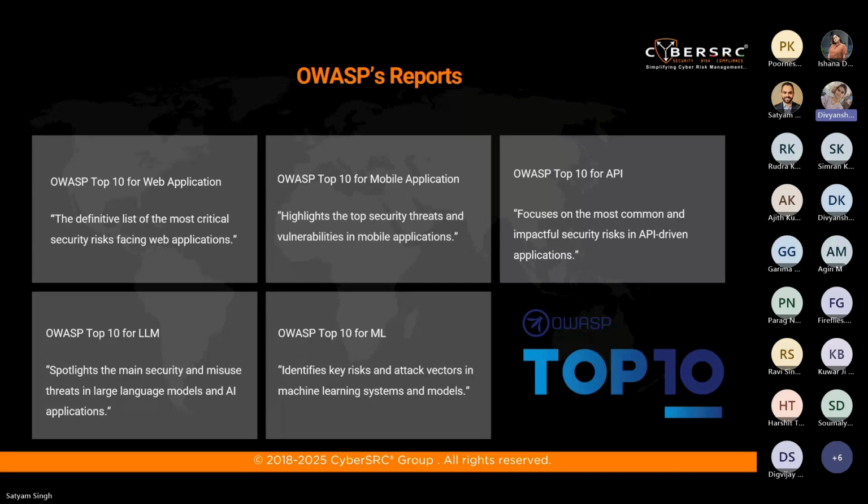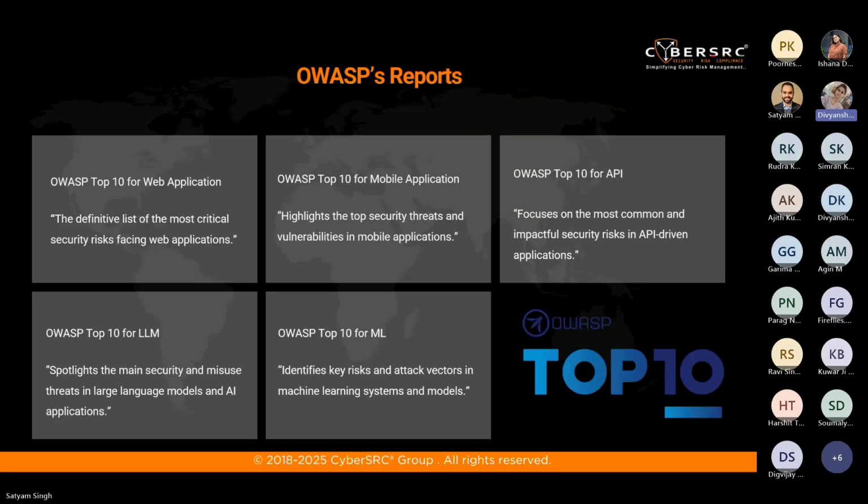Most people know OWASP because of the Top 10 list, but OWASP is actually a much bigger ecosystem. They maintain projects that cover every major area of application security, from APIs and mobile applications to cloud native environments, machine learning models, and even AI driven applications like LLM and ML. Each Top 10 list is based on thousands of real world security incidents, so it is not just theory.